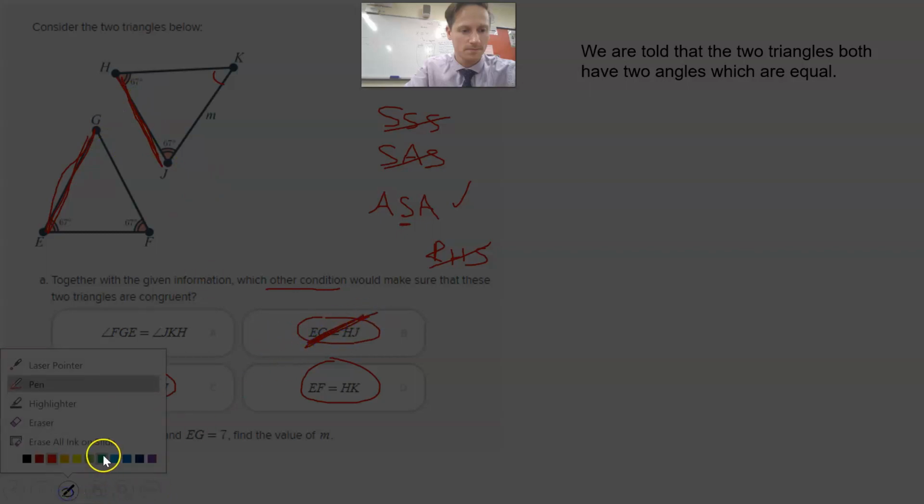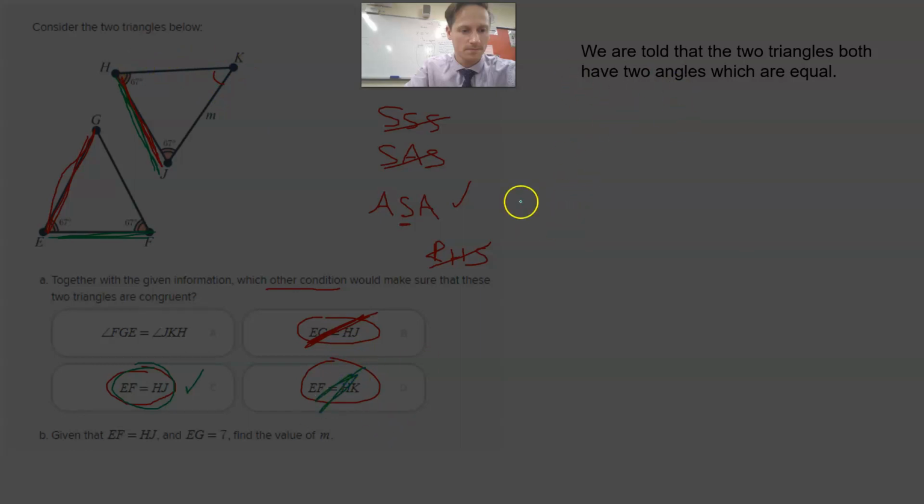Let me change my color. So EF equals HJ. So EF is down here, and HJ is the same one. Now that is a corresponding side because you can see the 2 67-degree angles are next to it, that side is in between those 2 angles, which is correct here. So this is the correct answer. I'll just quickly check this one. EF is down here. HK is up here. They're not corresponding. That's no good.